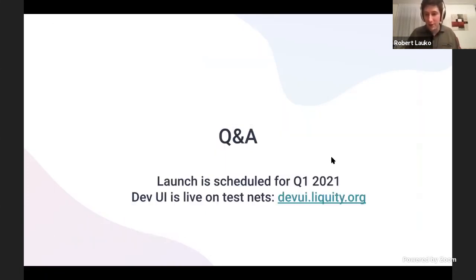So that's it. I'm here to answer questions, and I just wanted to say that we are planning launch for Q1 next year, and we already have a dev UI live on all important testnets, which can be accessed via devui.liquity.org. Thank you so much for your attention.